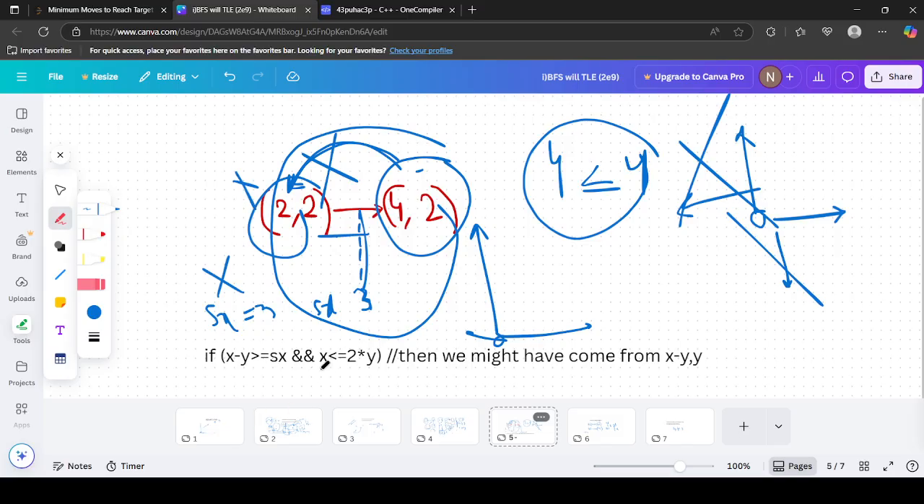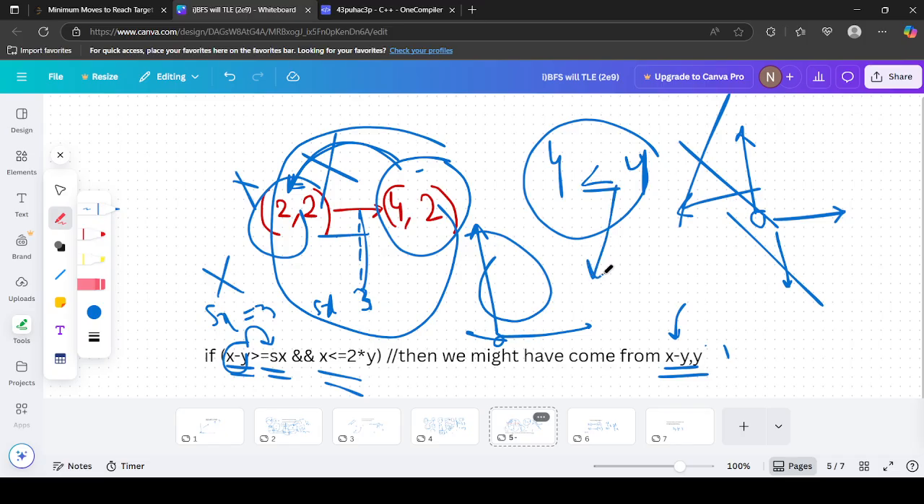It is simply x less than or equal to 2 into y. This assures that we are taking the maximum of the x comma y coordinate, and x minus y greater than or equal to sx, because this is the old coordinate we are assuming, and the old coordinate should be greater than or equal to sx. Only then we might have taken this step. So if both of these are correct, then we might have come to x comma y. So if this is the case, then we can insert into q x comma y and the distance plus 1, because we are coming from a higher coordinate.